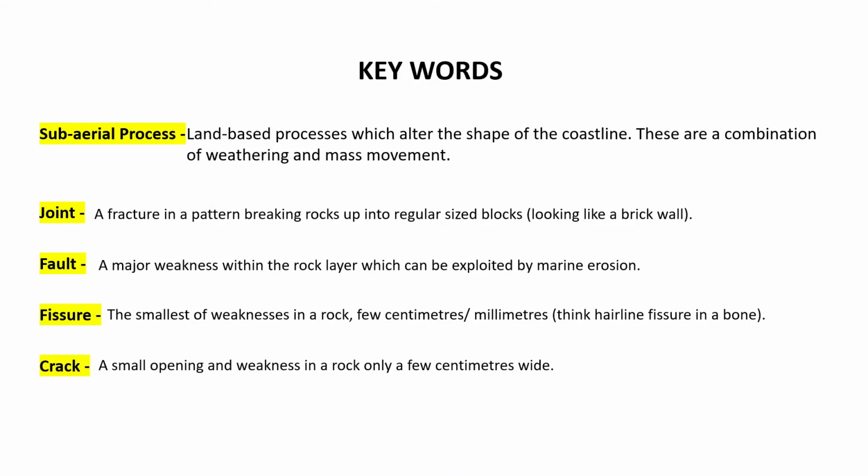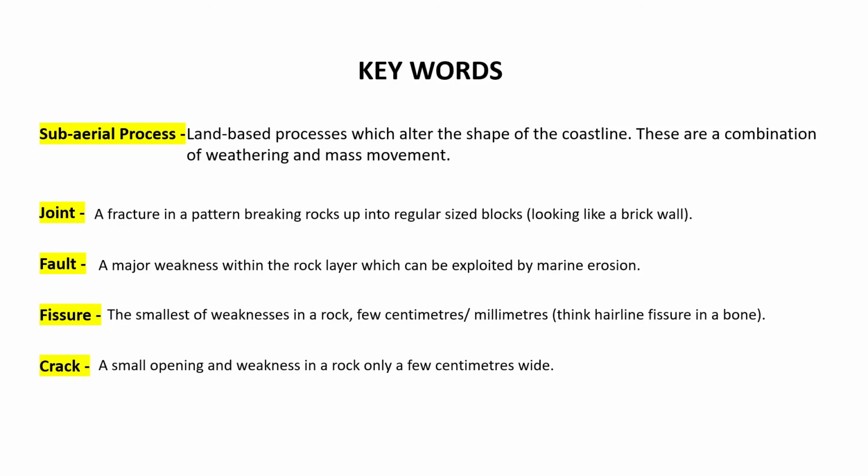So, some of the key words. These subaerial processes are land-based processes which alter the shape of the coastline. These are a combination of the weathering that we've looked at and the mass movement that we'll look at in another video. A lot of the time, people get confused between the different types of damage caused by erosion and weathering. There are 4 to look at here. So we've got joint, fault, fissure, and crack.